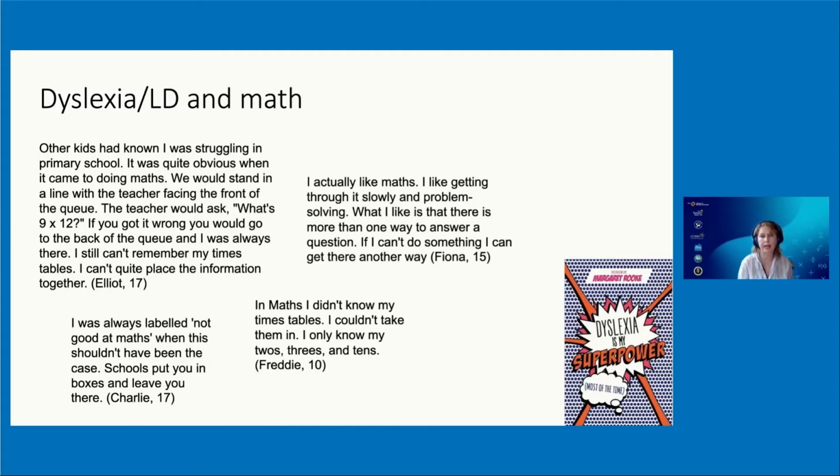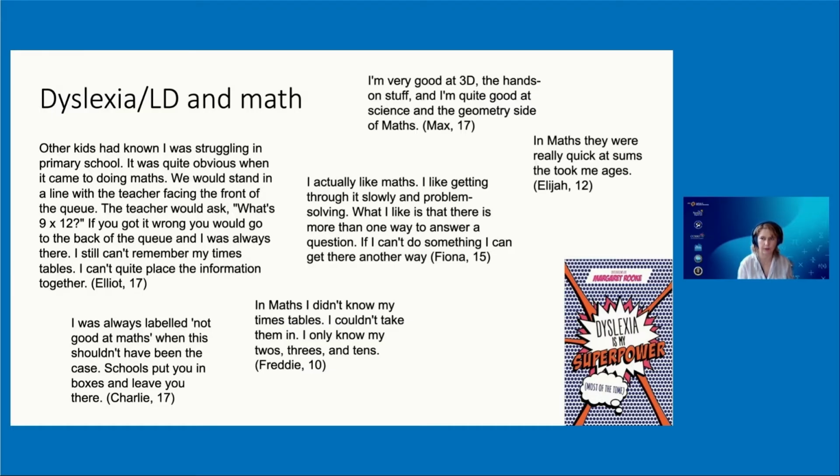Fiona, 15, says, "I actually like maths. I like getting through it slowly and problem solving. What I like is that there is more than one way to answer a question. If I can't do something, I can get there another way." Max, 17, says, "I'm very good at 3D, the hands-on stuff, and I'm quite good at science and the geometry side of maths." Elijah, 12, says, "In maths, the other kids were really quick at sums that took me ages." And Molly, 13, says, "I solve math problems in a different way. I visualize them."